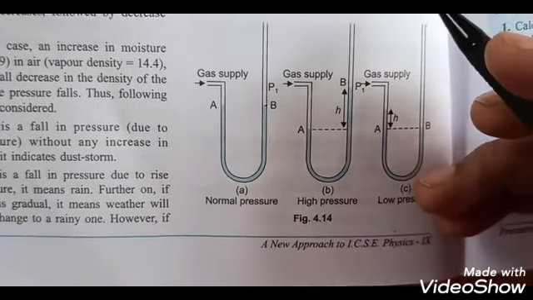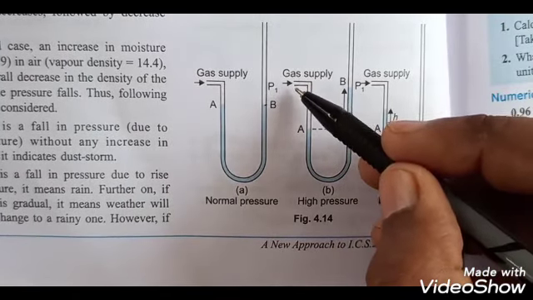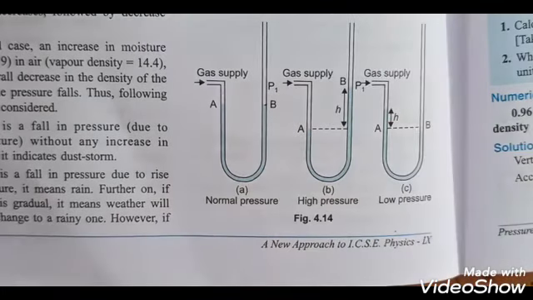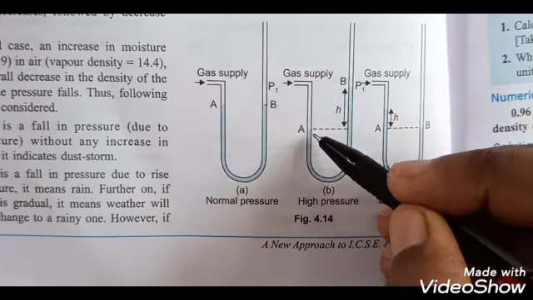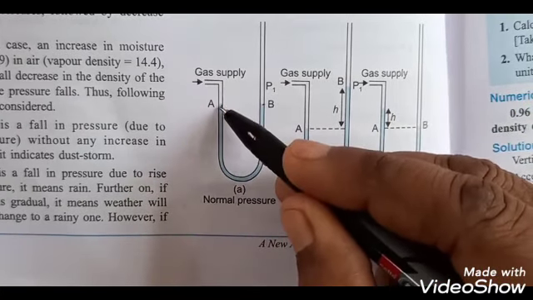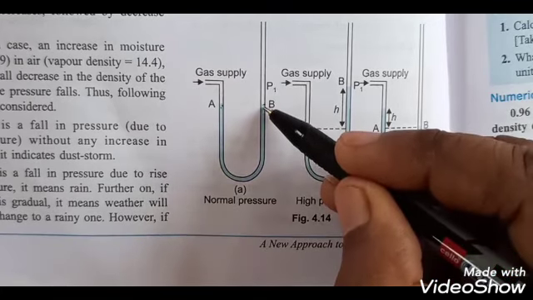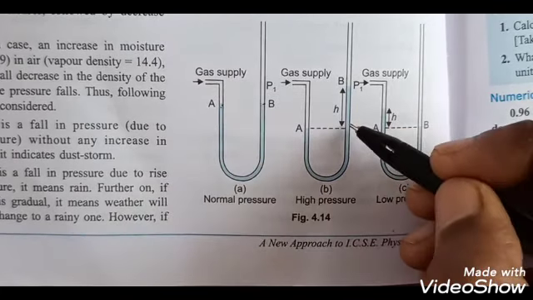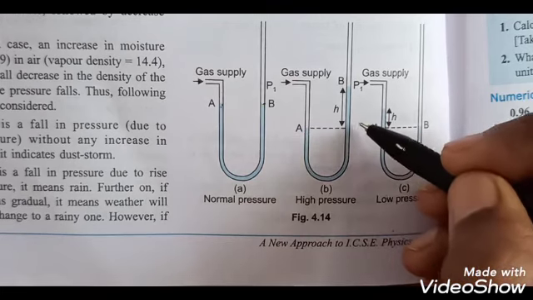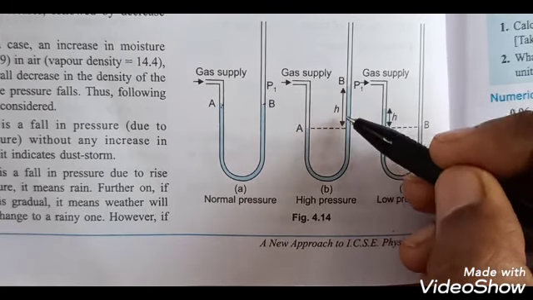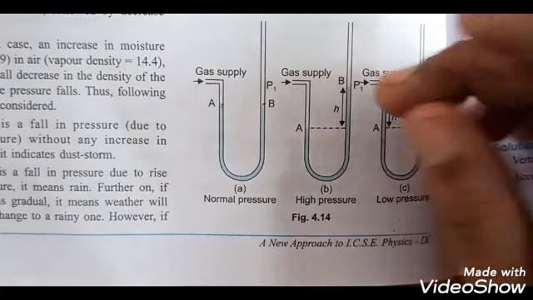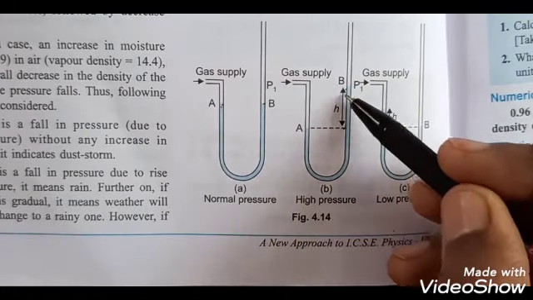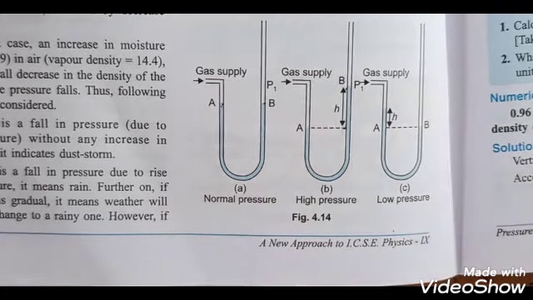But if limb A is connected with the help of a rubber tube to some gas, and suppose that gas has more pressure than atmospheric pressure, this gas will push the level of liquid in A down. If the level in A goes down, then the level of liquid in B goes up. It will be like this. In A the level comes down, and in B it goes up. If you measure the difference in height of liquid in both limbs, that will be H, from here to here.